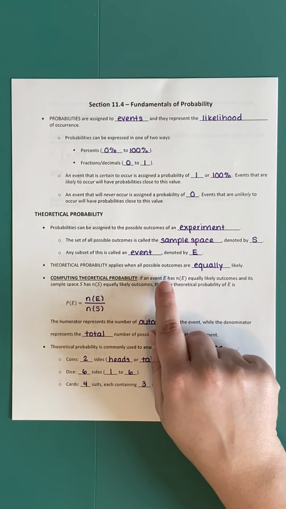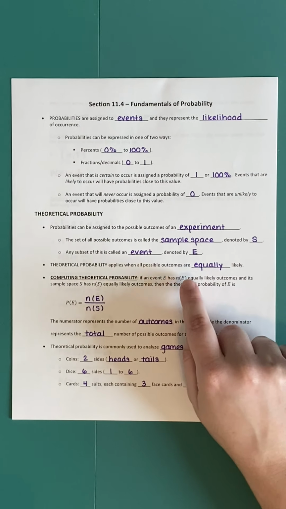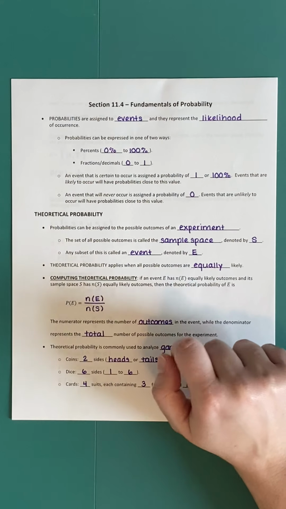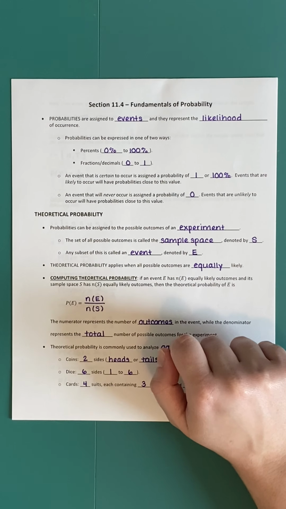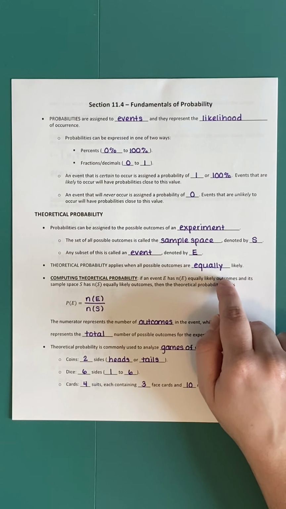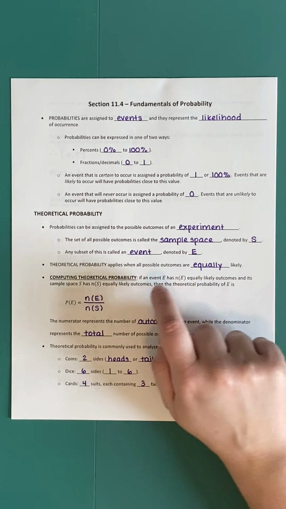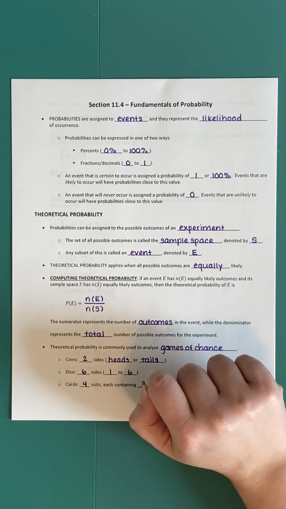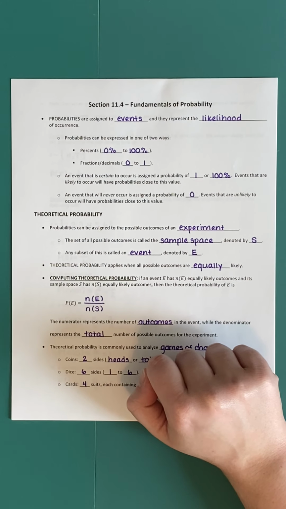So we have our event E. E has N of E, so this is the cardinal number. Remember, this is the count. This is how many things are in this set E. So the event E has N of E equally likely outcomes. So these are all the different outcomes associated with the particular event in question. In other words, these are the outcomes we're actually interested in. We want to know how likely they are.